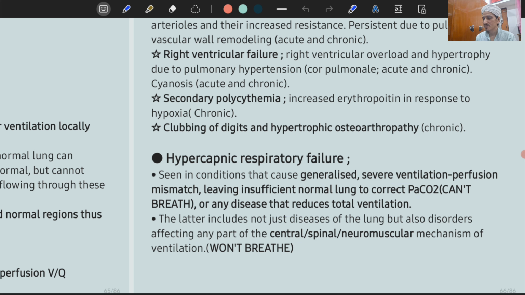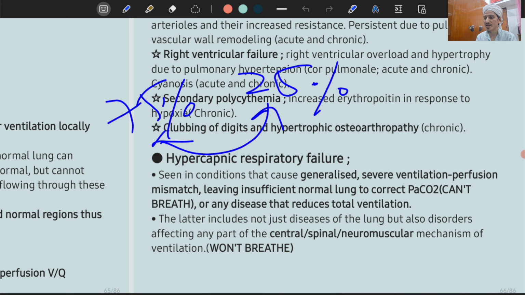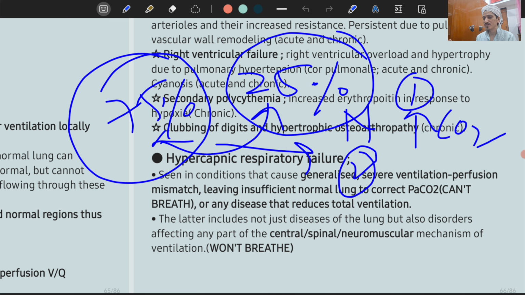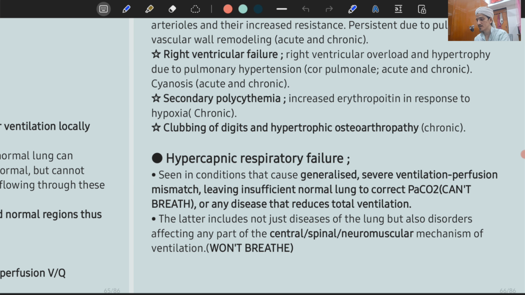Suppose initially 25% of the lung was abnormal and 75% was normal. If you don't correct it and the disease progresses, this will be reversed. 75% will behave like abnormal and 25% will behave like normal. That will cause increased carbon dioxide, because carbon dioxide can't be corrected by only 25% of the lung. This is the number one cause. Number two cause is due to central or peripheral neuromuscular causes of breathing. Now moving forward.